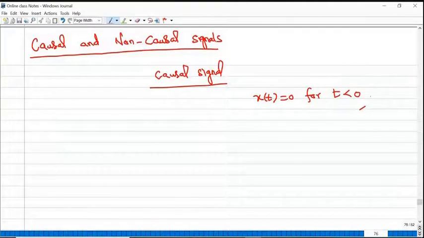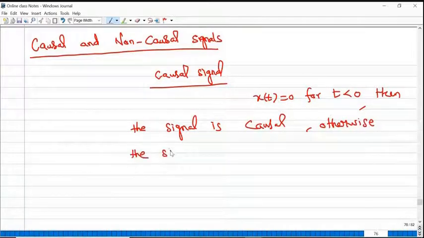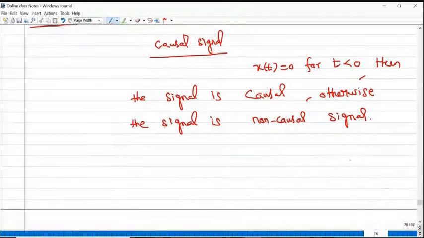So we cannot write a separate definition for this. If x of t equals 0 for t less than 0, then the signal is causal. Otherwise, this signal is a non-causal signal. Particularly, even for t less than 0, if x of t is a non-zero value, then that particular signal is called a non-causal signal. You can understand this definition with an example.